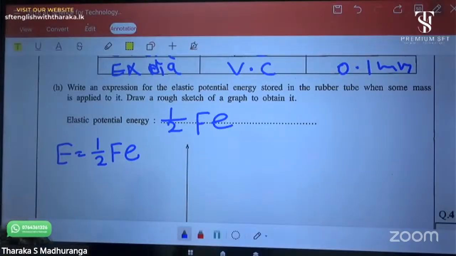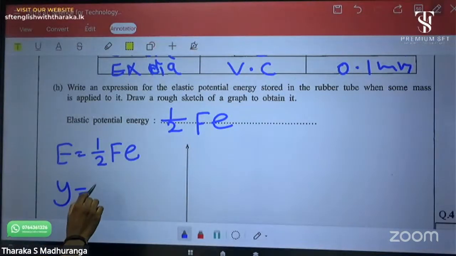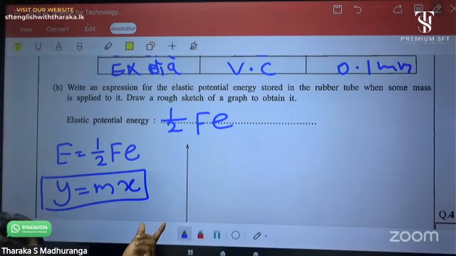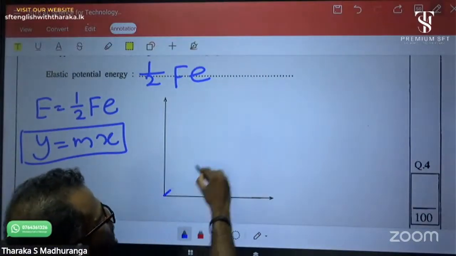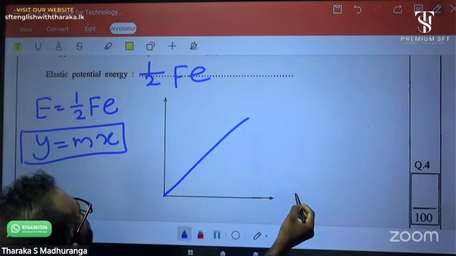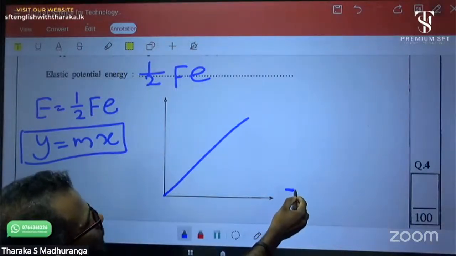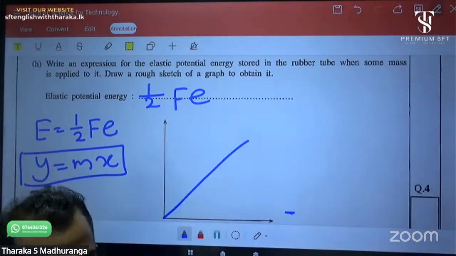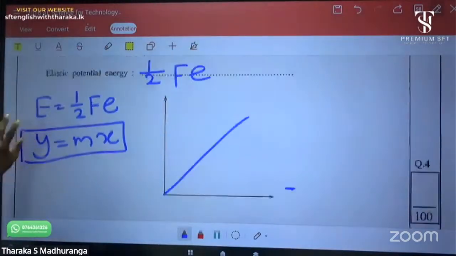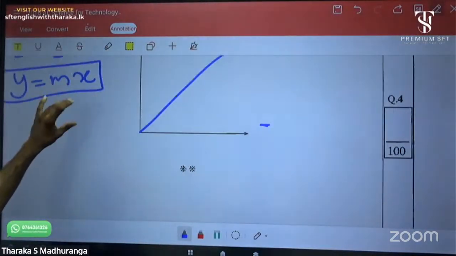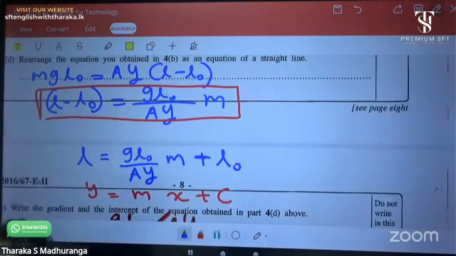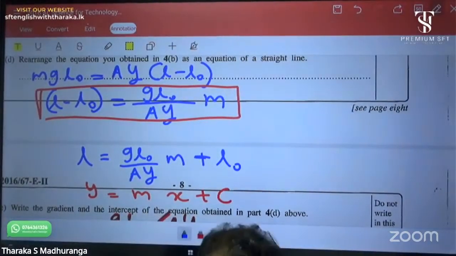Is there any intercept? No, therefore it's just like y equals mx format. Y equals mx straight lines always go through the origin. The intercept is 0. Right, this is the 2016 practical question discussion.